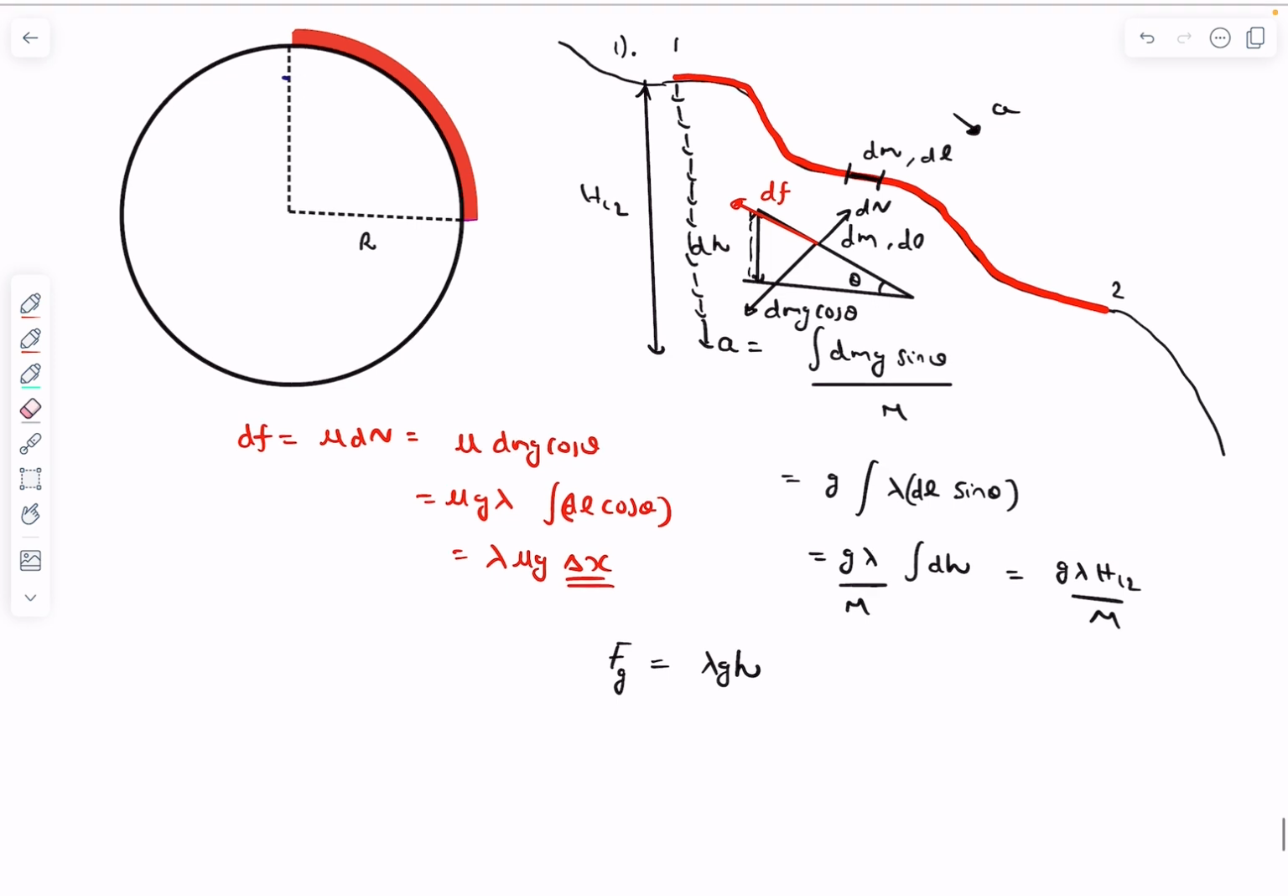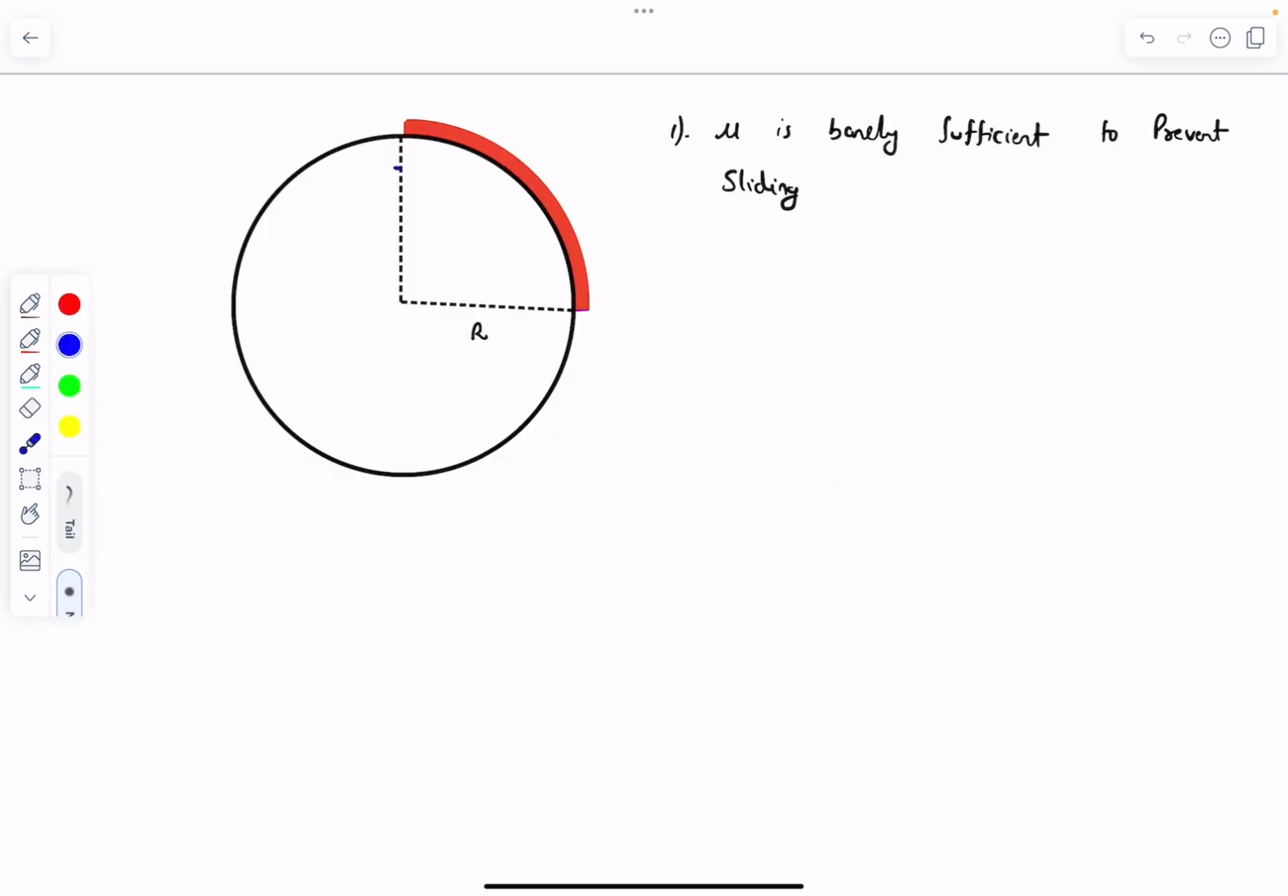So these two results are actually pretty useful. They'll make the calculations a little bit easier. The first thing we need to note here is that mu, the friction coefficient, is barely sufficient to prevent sliding, which means it's literally on the verge of slipping. So what will happen if the rope started slipping downwards? The friction on each of these elements will become limiting in that situation, right? That's what is happening right now. So if you take a very small element, the friction on that is going to be the limiting friction.